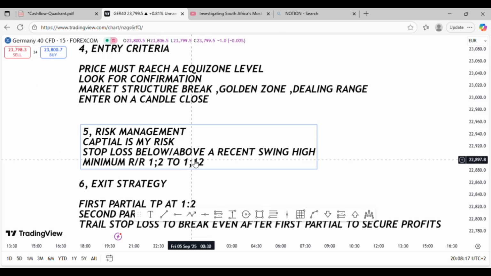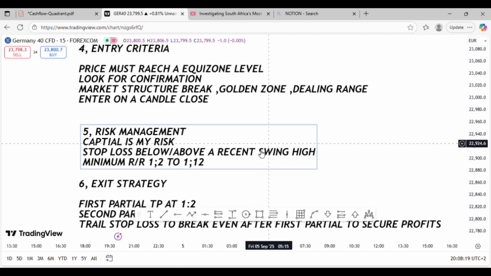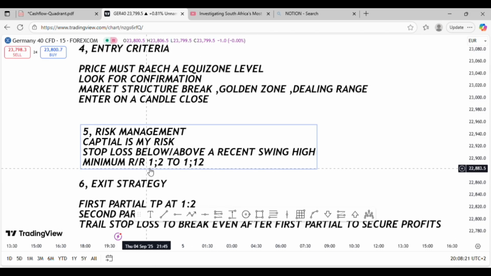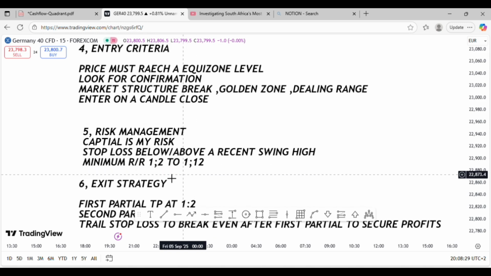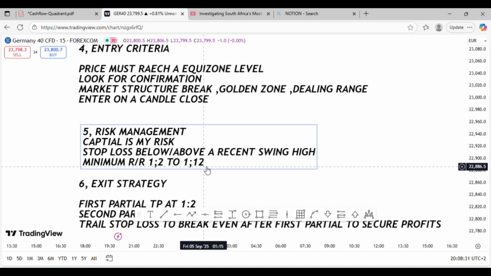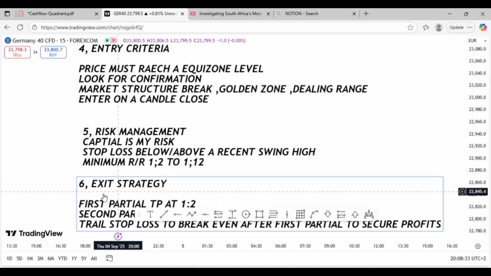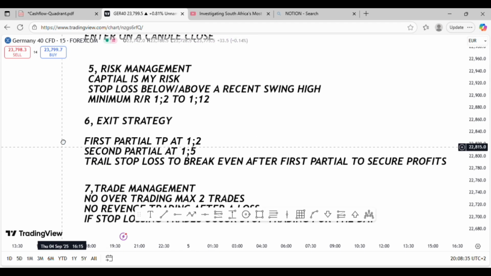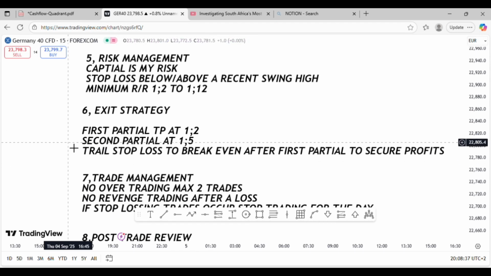And then stop loss below or above a recent swing high. And then minimum risk reward is either risking a K to make 2K or risking a K to make 12K. So it's 1:2 to 1:12. These are my personal risk rewards. You understand?